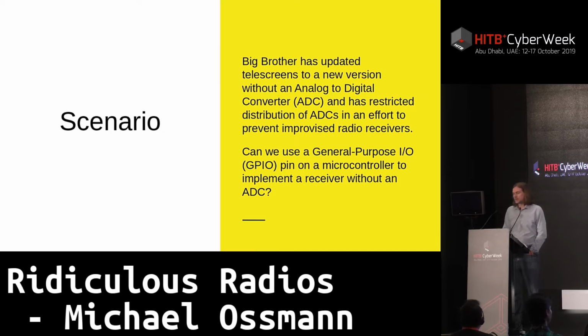So, third scenario, let's say Big Brother has updated the telescreens to a new version that does not have an analog to digital converter. They've caught on to our little tricks and have actually just restricted the distribution of analog to digital converters in an effort to prevent improvised radio receivers. So can we use some other input, a digital input, instead of an analog input on our microcontroller to implement a radio receiver?